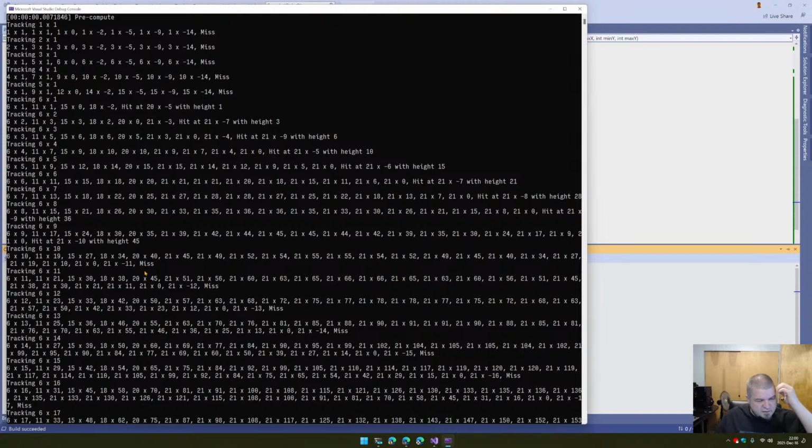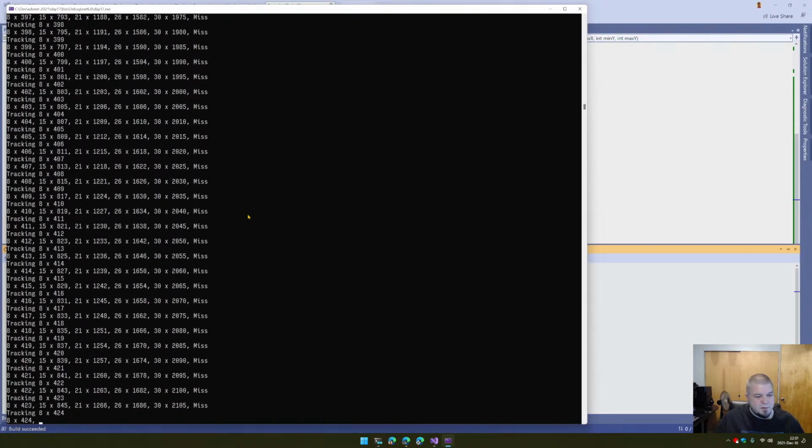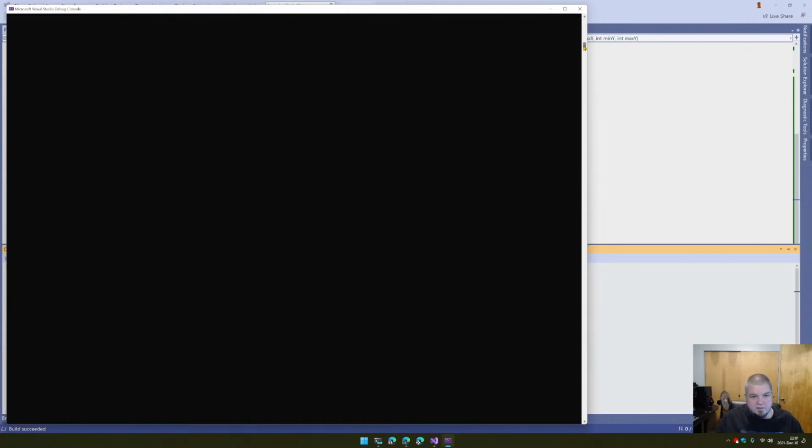6-9 hits 45, 6-10 is a miss. This is a condition that we know 6, we sort of know 6 is terminal. Oh, we know it's terminal because our x velocity is 0. Maybe that's the answer. Right? If we have undershot and our velocity x is 0, then we should stop. Okay, so that helped us get out of 6.